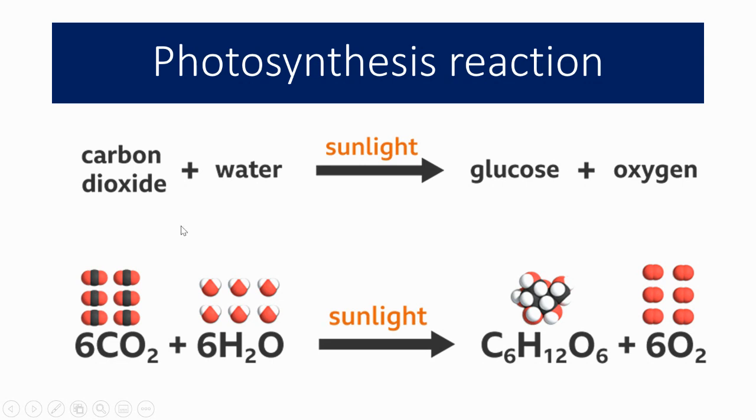So plants or trees are often used as a way to try and limit climate change, and that is because they take in carbon dioxide from the atmosphere and use that to produce something useful, which is glucose. The chemical equation for this is 6CO2 plus 6H2O with sunlight to make glucose, which is C6H12O6, and then oxygen, 6O2.